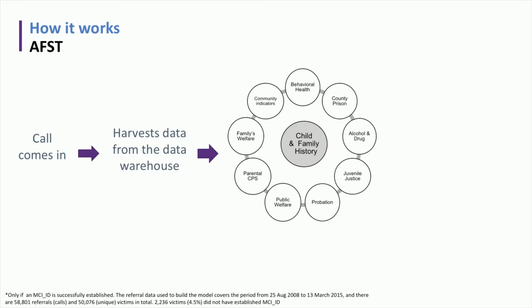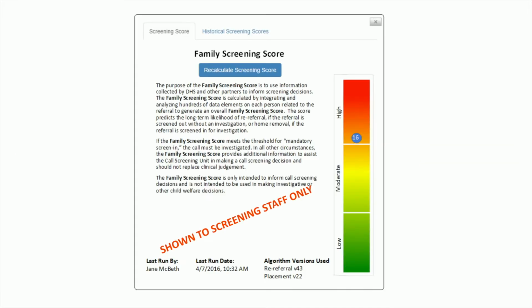When a call comes in, the tool gathers a wide range of data about the child and family. It then runs the algorithm and delivers a screening score. This score is a new piece of information that call screening staff can use when they make those screening decisions. Because this was a world first, we wanted to show how predictive risk modeling could be used carefully and ethically while still delivering an impact.